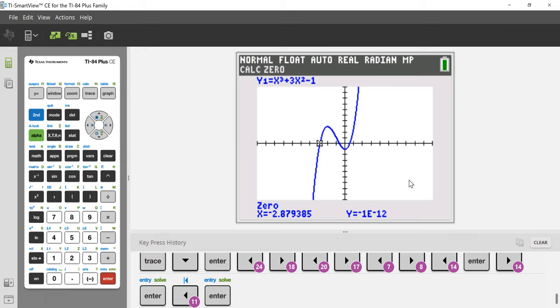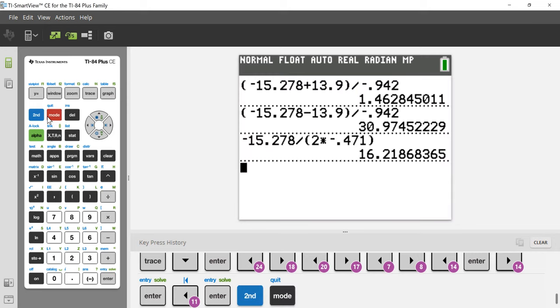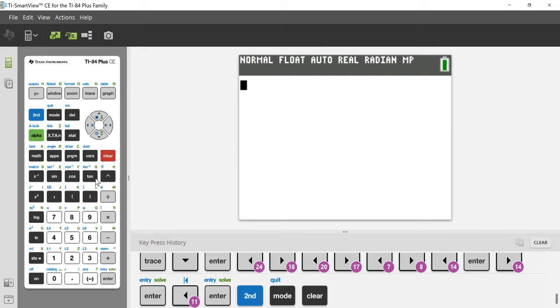Equals -2.879385. If this is a root, then when we plug it into that quadratic, we ought to get 0.